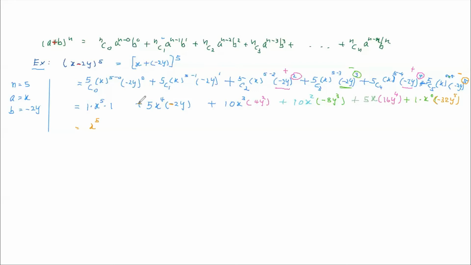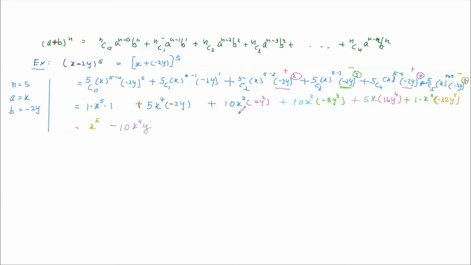And then this one, plus sign. So the sign that comes out has to be negative. Plus times minus is negative. So 5 times 2 becomes 10, x to the power 4 and y. Okay.